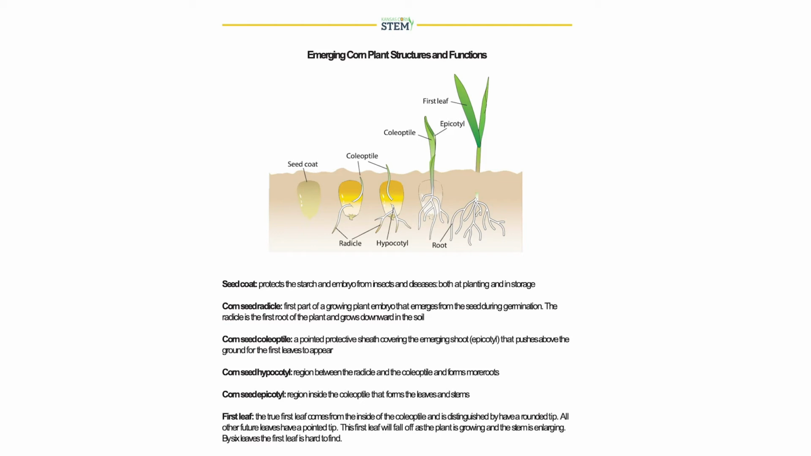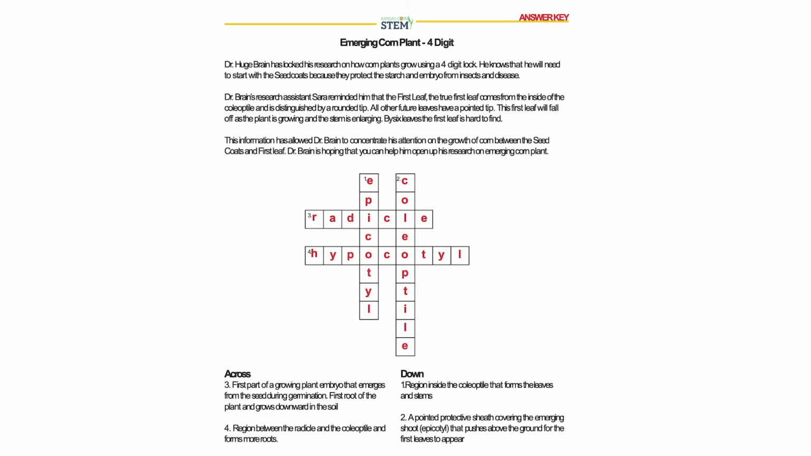And those are the answers for the 4-digit lock. And let me show the teacher one. So then this lock would be 3241. So it would be starting with the radicle, coleoptile, hypocotyl, and epicotyl. So it's a lot of reading and a lot of high-level thinking for students on this 4th grade lesson.